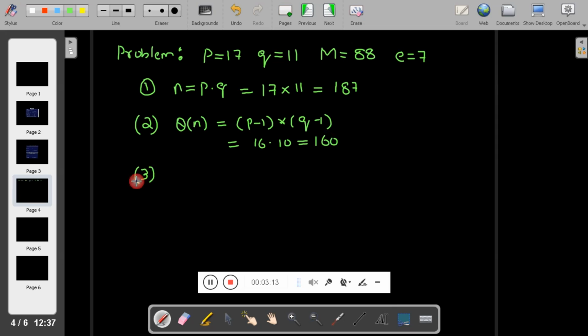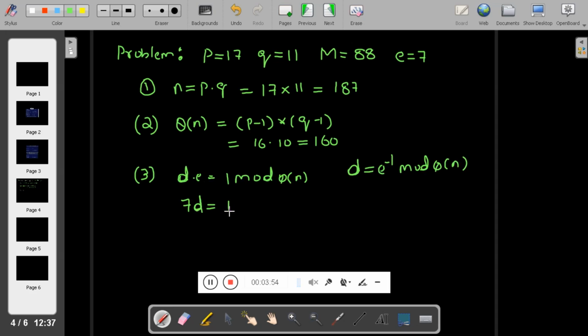The formula to derive D is: D into E is equal to 1 mod phi of n, or D is the inverse of E mod phi of n. Let us substitute the value in this equation. We have E is equal to 7, so we get 7D is equal to 1 mod phi of n. Here you can use Euclid's method to solve this equation to find D.